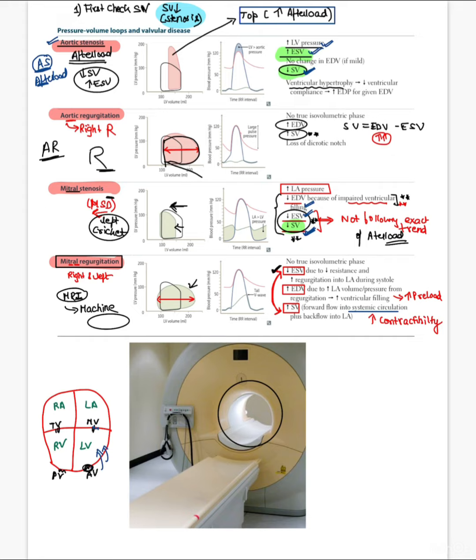Then aortic regurgitation, guys. In aortic regurgitation, AR, that is a right type, it will be made. Mitral stenosis, Mahendra Singh Dhoni has left cricket, so it will go slightly toward the left, guys. Mitral regurgitation is like an MRI machine, so a hole, circular.